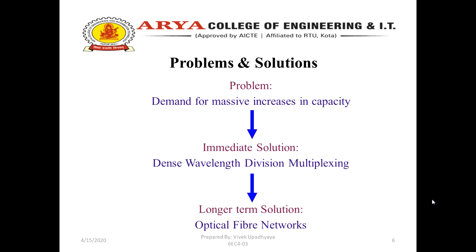Now, the problem associated with communication technology is the demand for a massive increase in capacity. So the immediate solution is the DWDM multiplexing. The long-term solution is optical fiber networks.